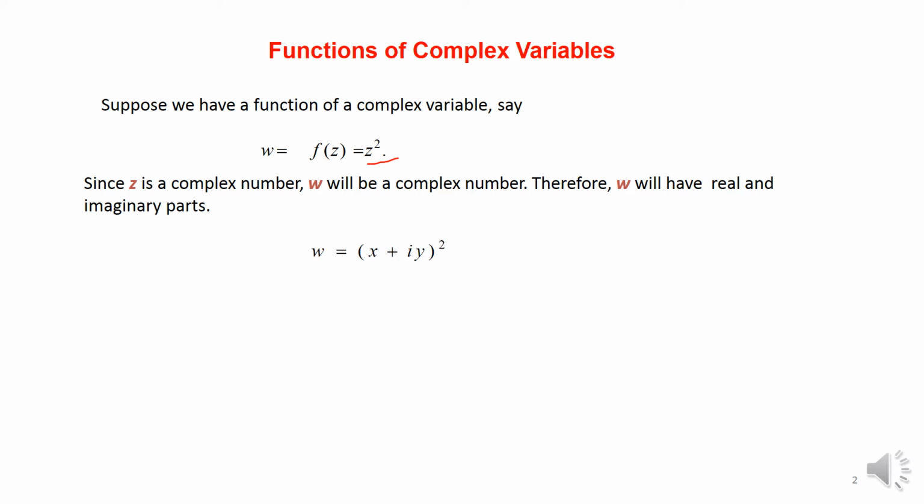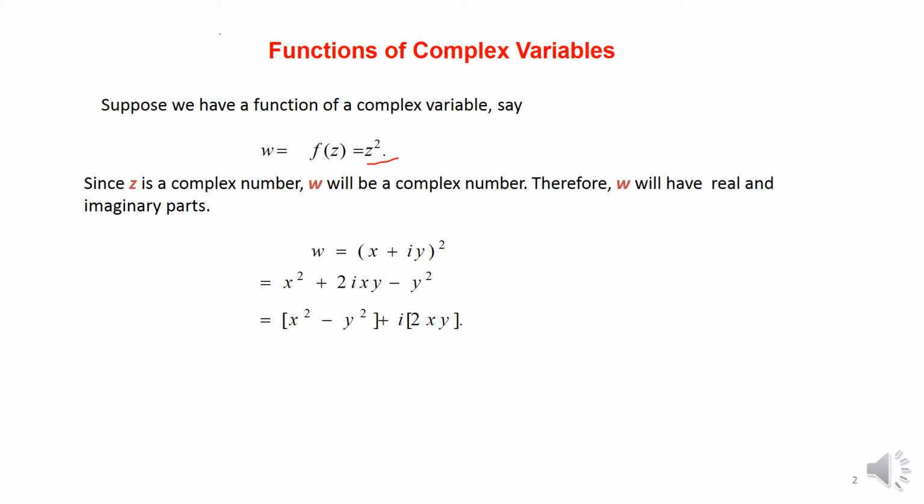Now we write down the value of z in terms of x plus iy. z is a function of x and y. So when we write a complex number, z is equal to x plus iy. We know this, we have done it in 12th. So z square is (x plus iy) square. Now we open the square and we get this value: x square plus 2ixy minus y square.